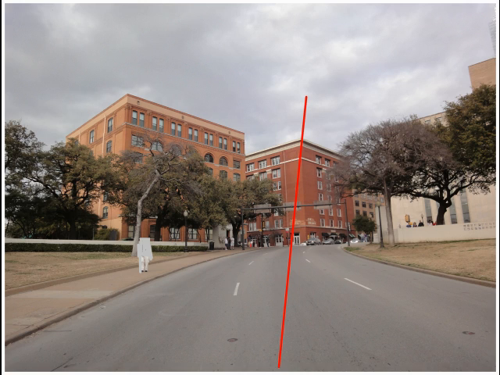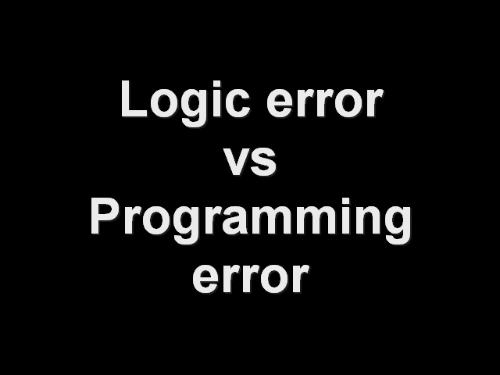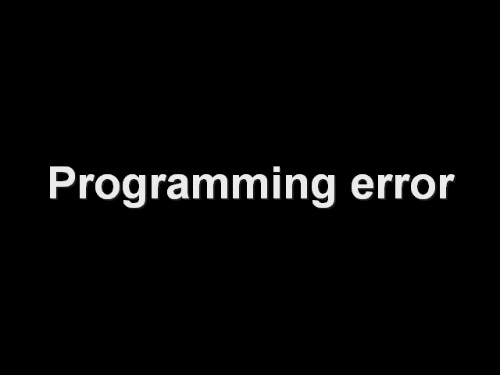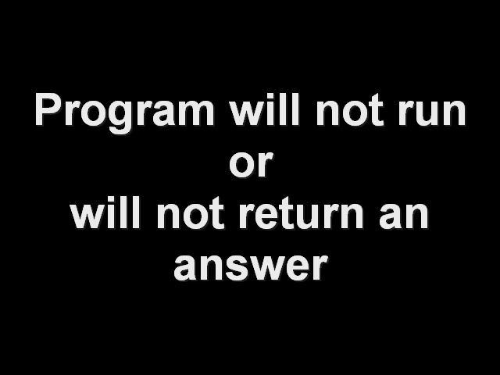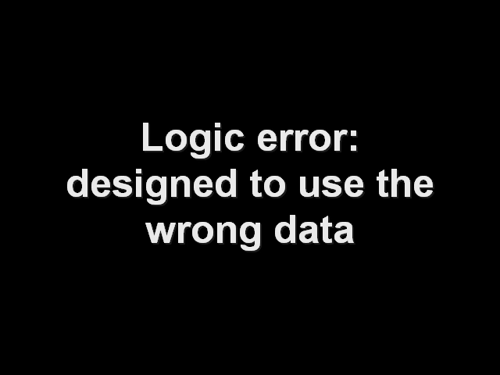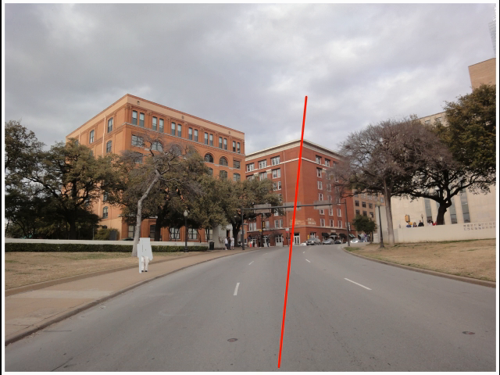Before I begin, let me emphasize that there is a big difference between a logic error and a programming error. With a programming error, the instructions in the program are wrong. The computer either cannot run the program or it cannot return an answer, at least an answer that makes any sense. With a logic error, the computer functions properly, but the answer it returns is not correct because the program was designed to use the wrong process. In this case, the computer returned an answer that the bullet came from a point 124 feet above the roof of the Dow Tex building, and that is not possible.